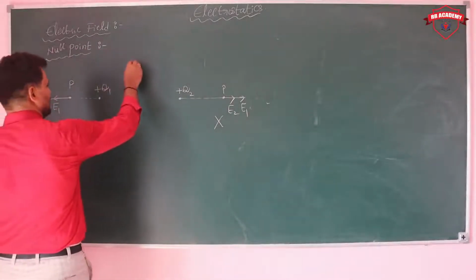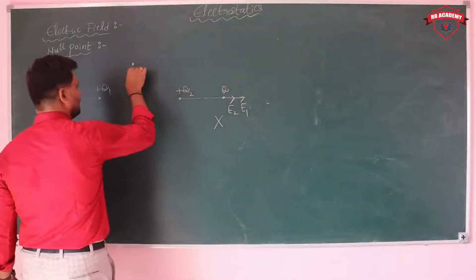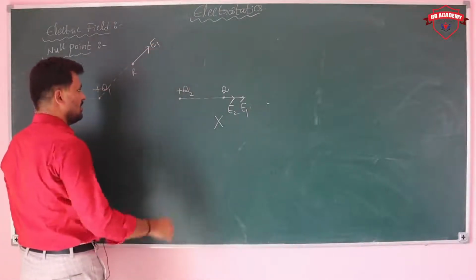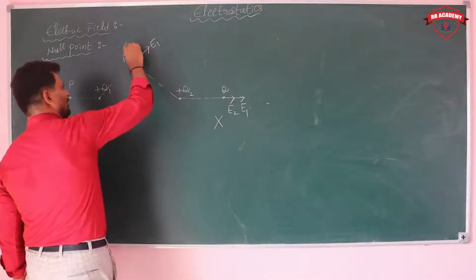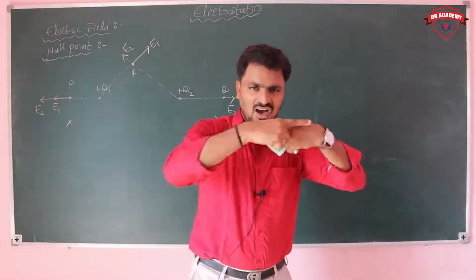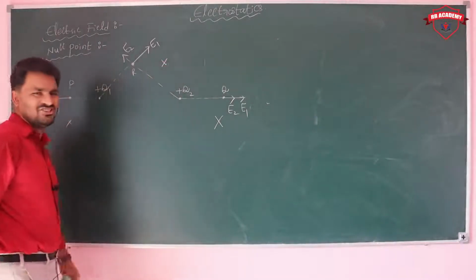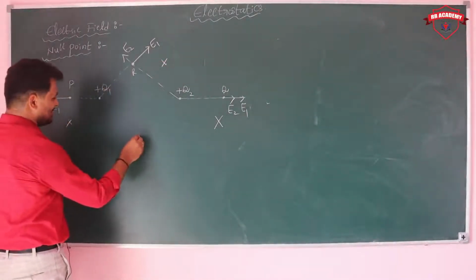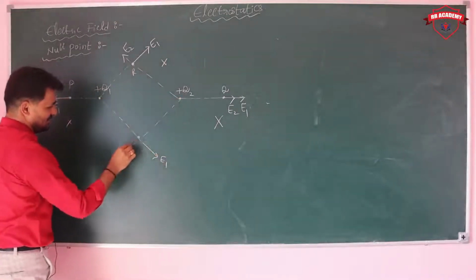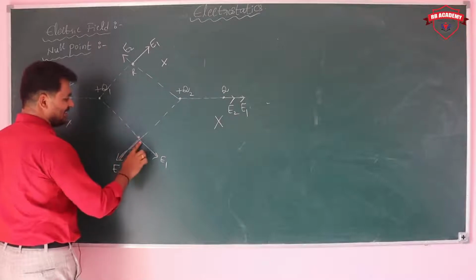Let's check here. These are the points P, Q, R. About this point, what is the field direction? Away from it, E1. Away from it, E2. Is it possible to get zero? No. For it to be zero, they must be opposite to each other. Either way, here also it does not become zero. Let's check here. This is E1 and this is E2. Is it possible to get zero? No, the resultant is acting on this side.